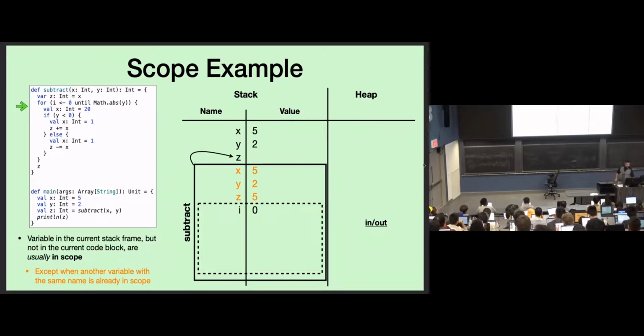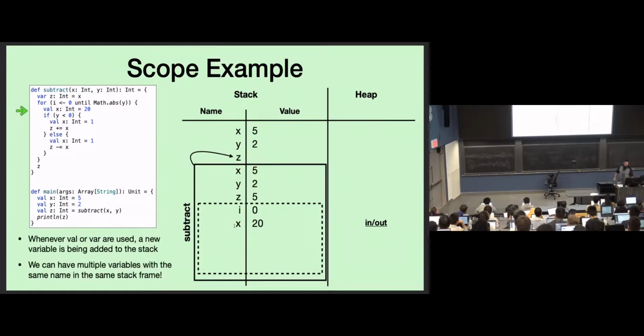Right now, we don't have variables of the same name inside the stack frame yet. I is in scope automatically because it's in the currently running code block, and that doesn't conflict with the names over here. So X, Y, and Z are all in scope at this moment in the execution. But that's about to be false. So val X equals 20, I'm going to put X equals 20 inside the loop code block.